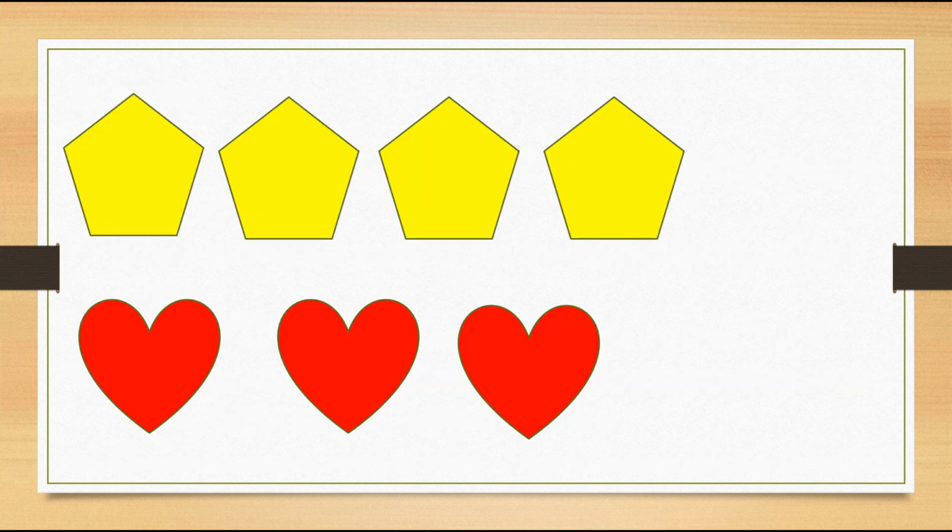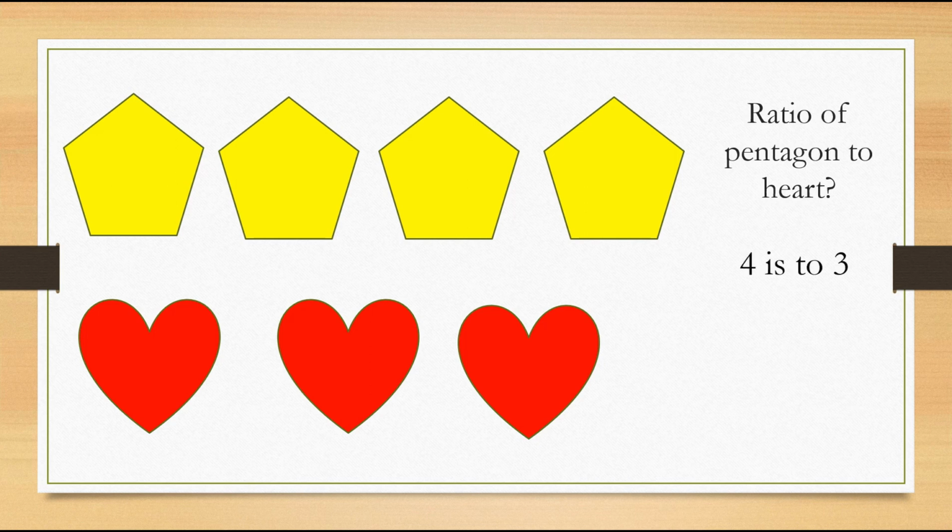So, we have an example here. As you can see, we have 4 pentagons and 3 hearts. The question is, what is the ratio of pentagon to heart? Since unang nabanggit ang pentagon before yung heart, dapat ang sagot natin, kung ilan yung bilang ng pentagon, yun yung una nating isusulat bago yung bilang ng heart. So, the answer is 4:3.